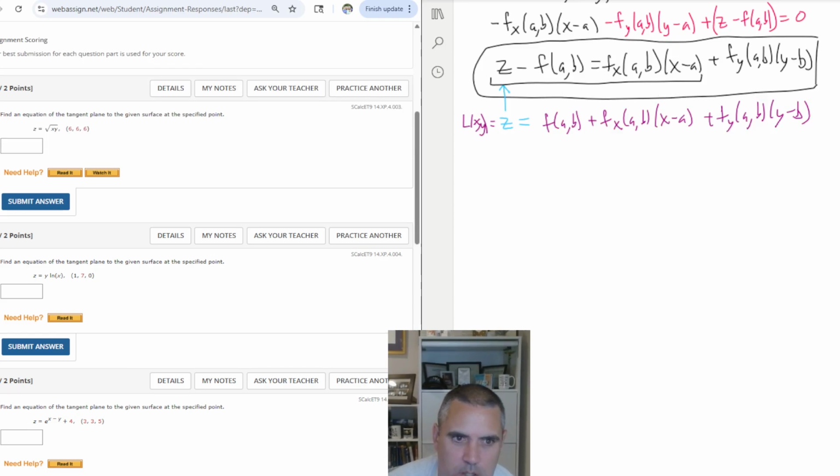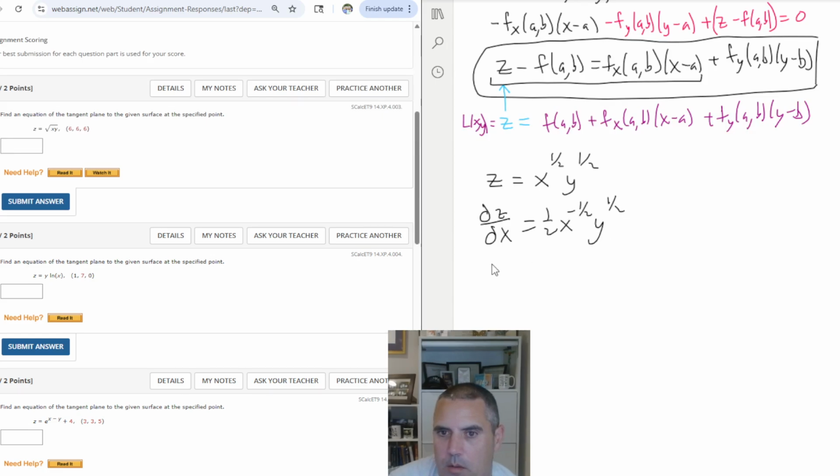Quite all of these homework questions are asking you to compute the partial derivatives and then plug in the values. So for example, this one that says z is the square root of xy, I'd probably write it as x to the 1/2, y to the 1/2. I would take the partial with respect to x, which would be 1/2 x to the negative 1/2, y to the 1/2. I would take the partial with respect to y, which would be 1/2 x to the 1/2, y to the negative 1/2. I would plug in 6 and 6 to those. Probably it simplifies, so the z value is just 6.